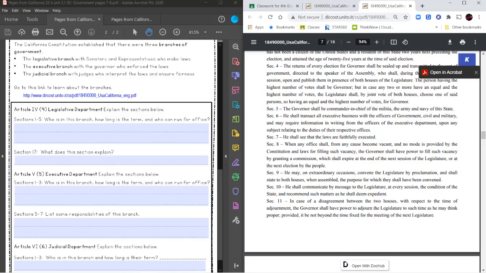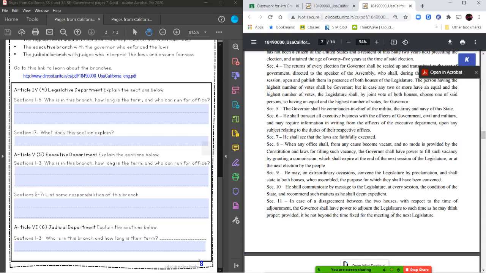So the first thing we put down, he's in charge of the military for that state. Section 6, he will be in charge of all executive business for the office of government. So he's going to be the one that makes the final call on all of those decisions. And section 7 says he shall see that the laws are faithfully executed. That means he's making sure that the laws are being followed correctly. So those are your responsibilities for that branch.